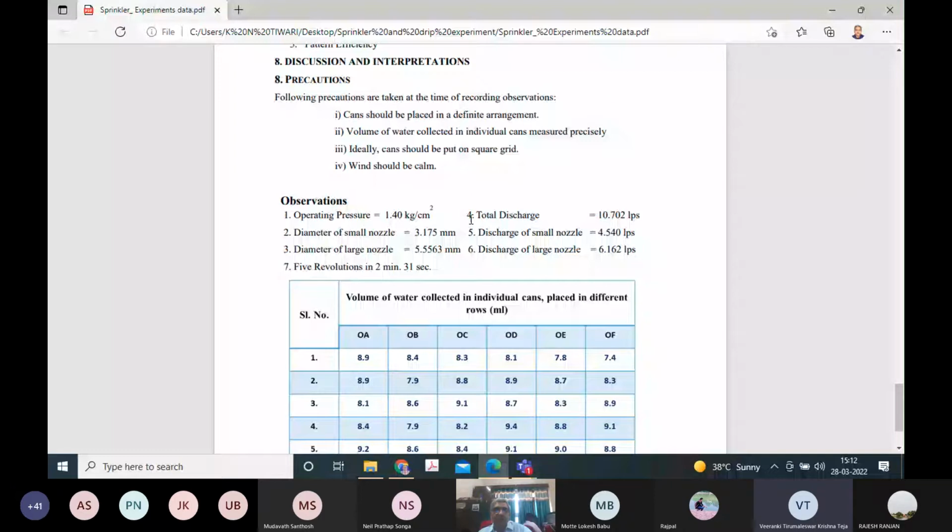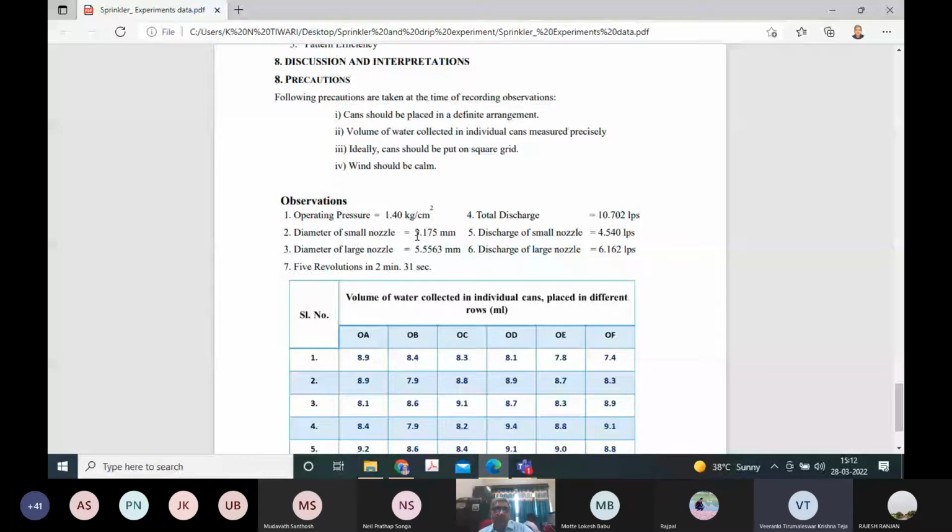and the discharge from the range nozzle. The sum of these two discharges gives the total discharge. So the discharge is known, and the operating pressure we know, so you can calculate many other parameters which I have told you. There were 5 revolutions, and 5 revolutions take 2 minutes 31 seconds. So you can find out how many revolutions per minute it makes. Accordingly, you can categorize whether it is a slow nozzle or a moderately operating nozzle.